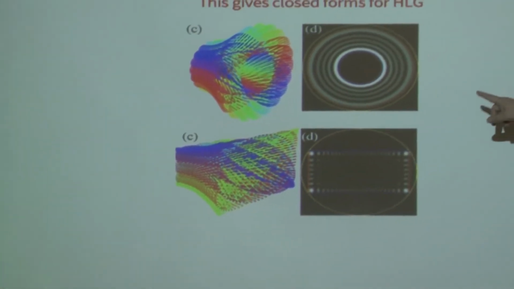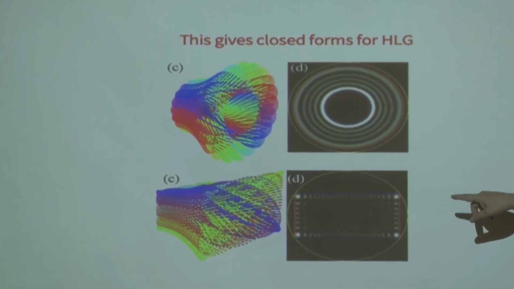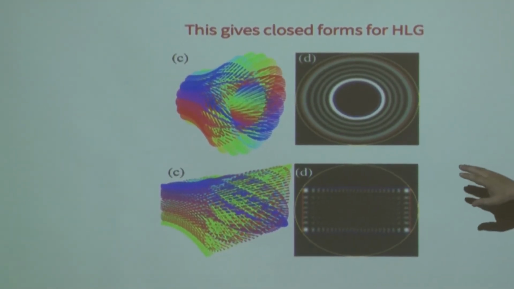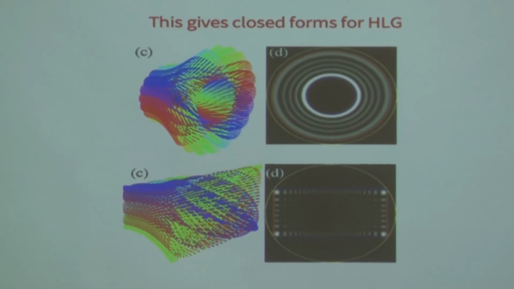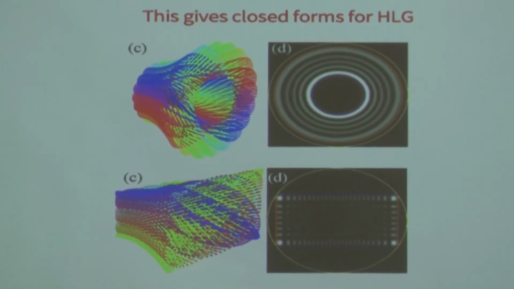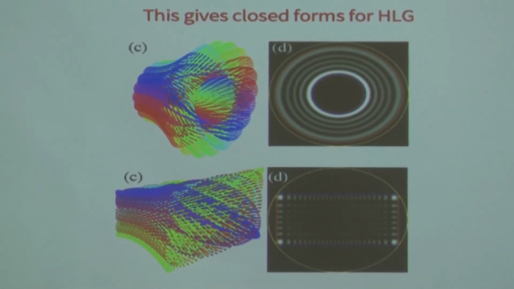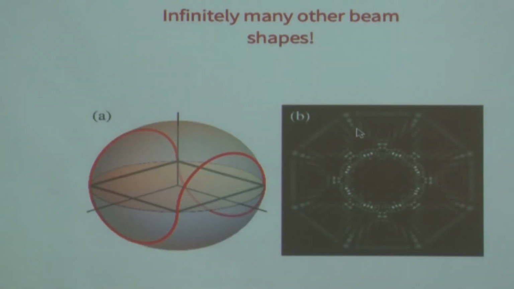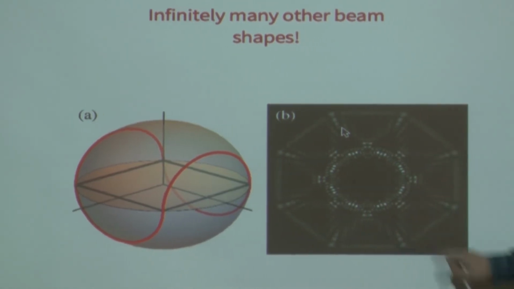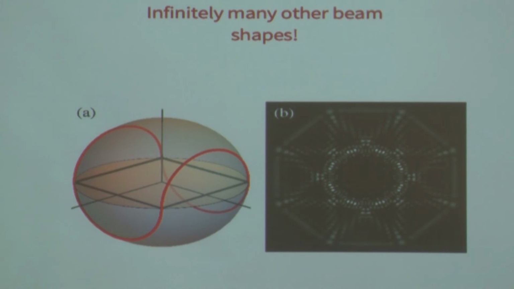So this gives exactly closed forms for the Hermite-Laguerre-Gauss and all the Hermite-Laguerre-Gauss family. So the rays contain all the information about the waves. You can get the wave fields from the rays. But you can also have fun and design other curves with other beams. We have different caustics and different shapes.